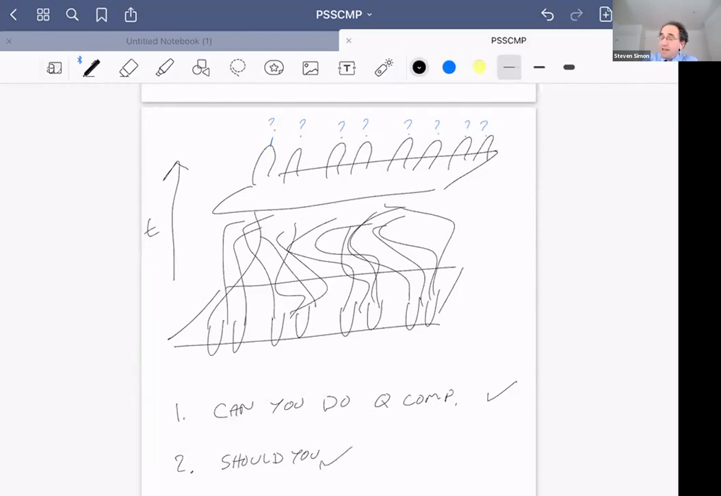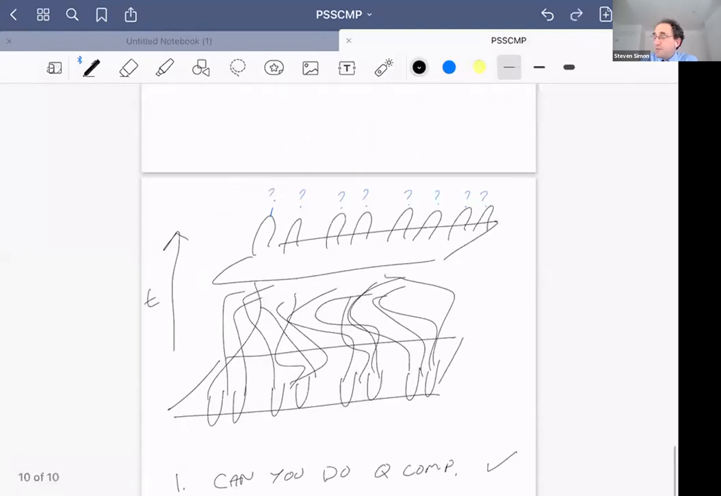And the second question is, should you? Should you do quantum computation this way? You know, everyone has probably seen all those exciting results from Google and IBM and other companies and lots of laboratories around the world where they have, you know, 10, 20 qubits doing lots of interesting things.